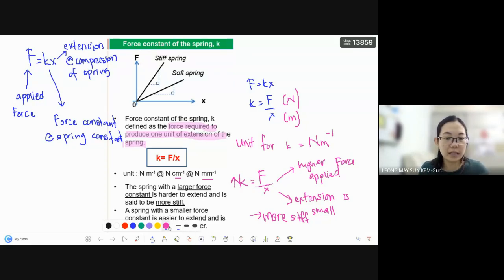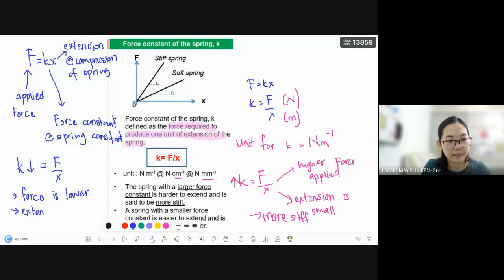So let's just say if the spring constant is lower, all right, spring constant lower means that F over x, it means what? It means that in order to produce a lower spring constant, the force is lower, all right, a smaller value of force, and the extension is going to be very high.